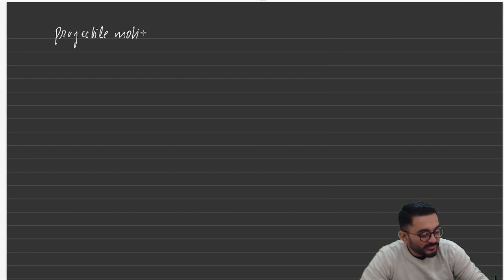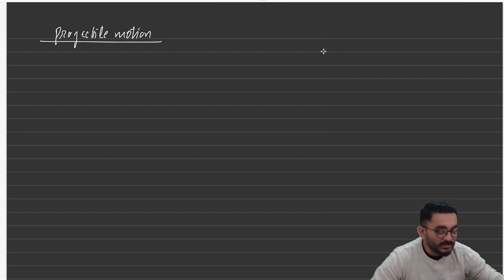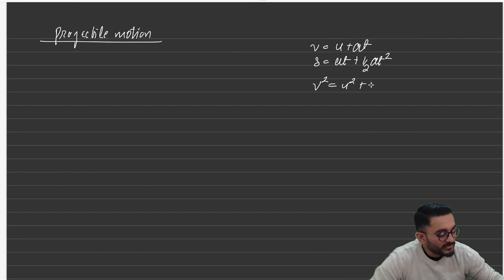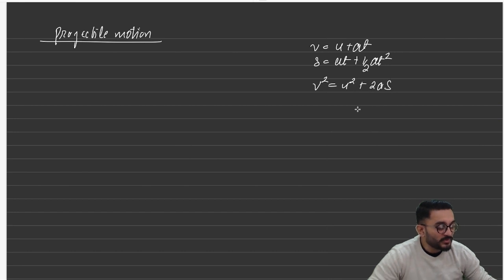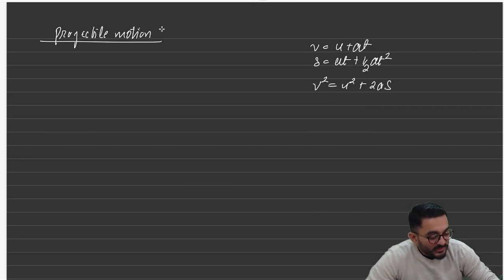Before we talk about projectile motion, students have already derived the equations of motion, which I am writing here for your reference: v is equal to u plus at, s is equal to ut plus half at square, and v square is equal to u square plus 2as. Sometimes people also call them SUVAT equations. Projectile motion is basically a case of two dimensions, and there are a few things we need to understand.